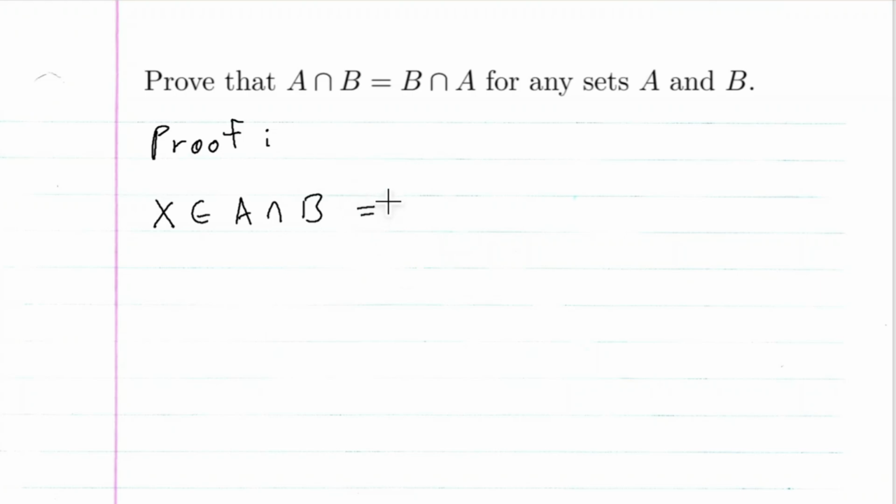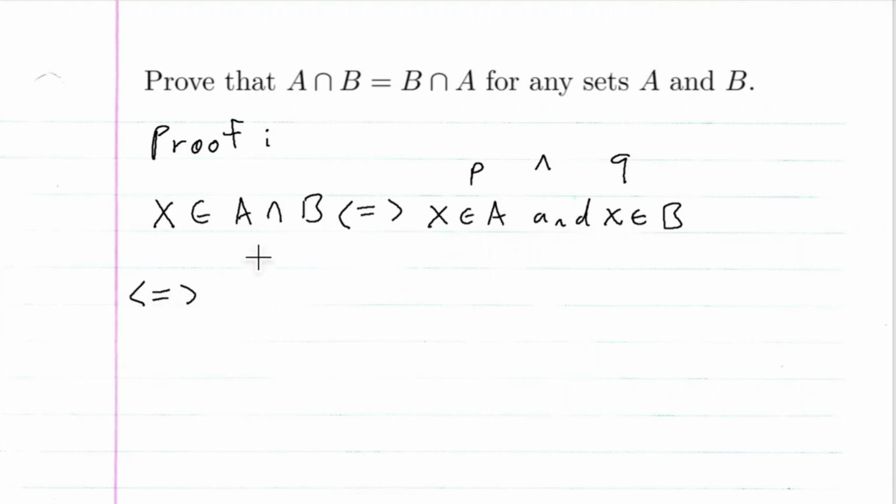So by definition, we can have an if and only if here because by definition, this means X is in A and X is in B. X is an element of A and X is an element of B. So this is like saying P and Q, right? So remember, if we have P and Q, we know this is logically equivalent to Q and P, right?